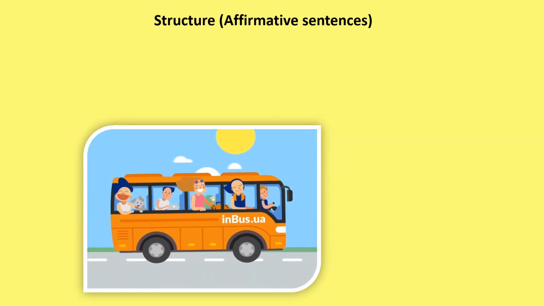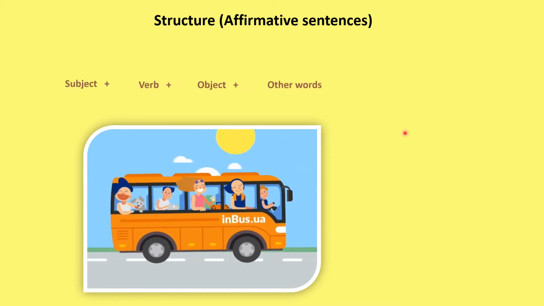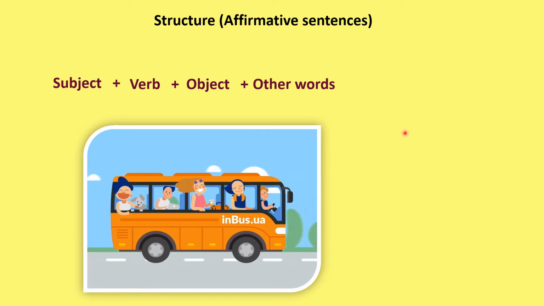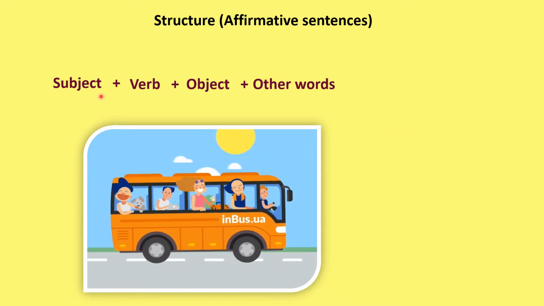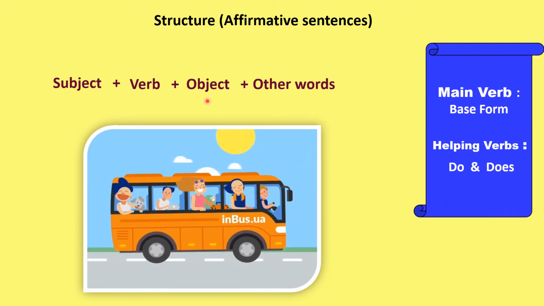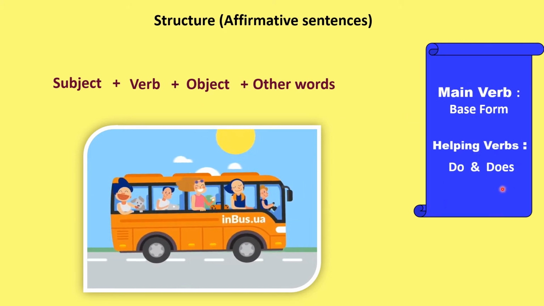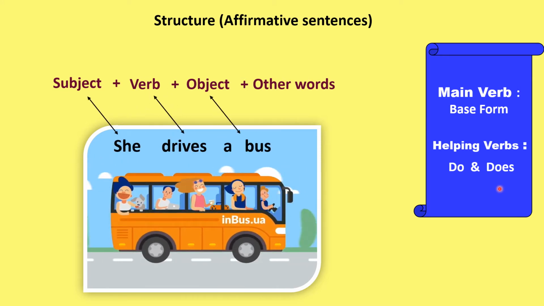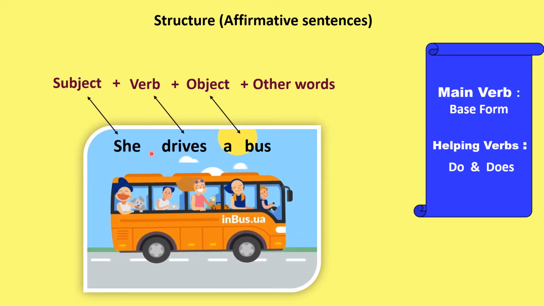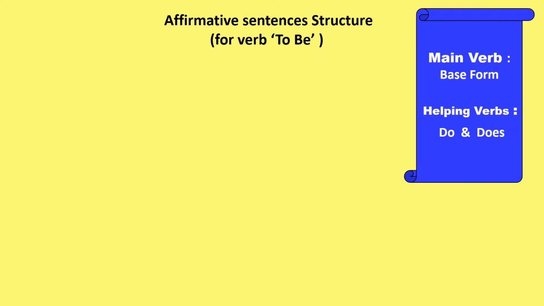Now let's look into this affirmative sentence structure. The sentence structure is you have a subject, verb, object and other words. And when I say verb, I always mean the base form of the verb, or helping verbs, it's do or does. She drives a bus. Now subject is she, verb is drives and the object is bus.